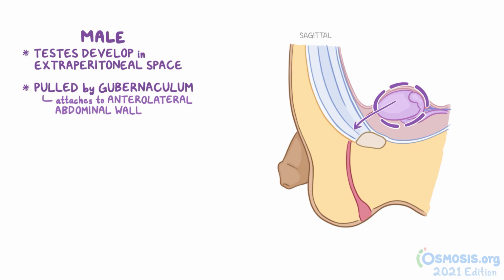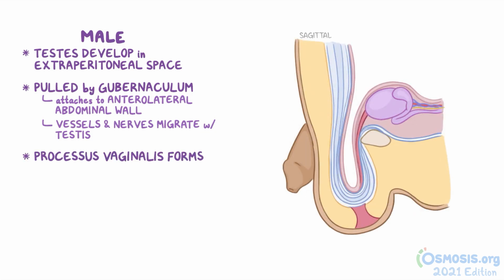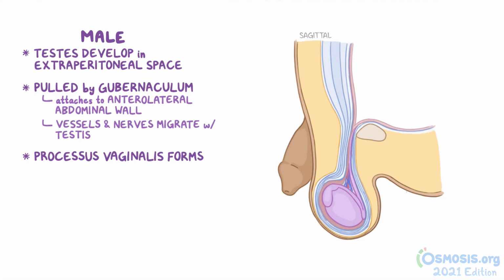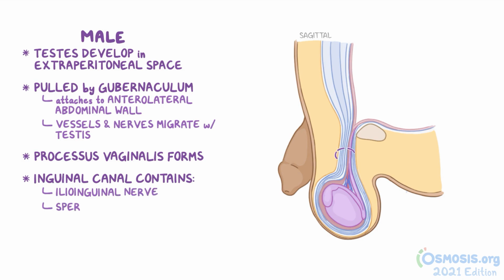As the testis descends from the abdominal cavity into the scrotum, its vessels and nerves migrate with it. When the testis gets closer to the anterolateral abdominal wall, a peritoneal outpouching called the processus vaginalis forms and pulls the layers of the anterolateral abdominal wall with it into the developing scrotum. The testis then follows the processus vaginalis into the scrotum. In males, the inguinal canal contains the ilioinguinal nerve and the spermatic cord, which includes the genital branch of the genitofemoral nerve.